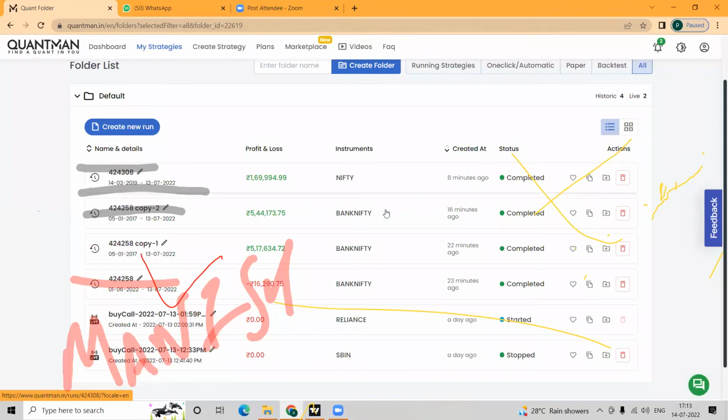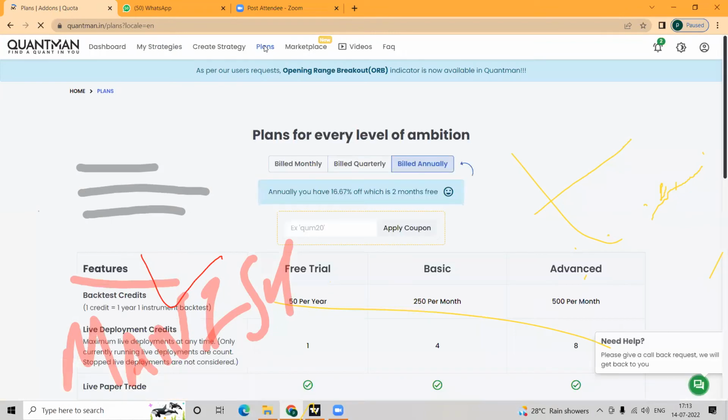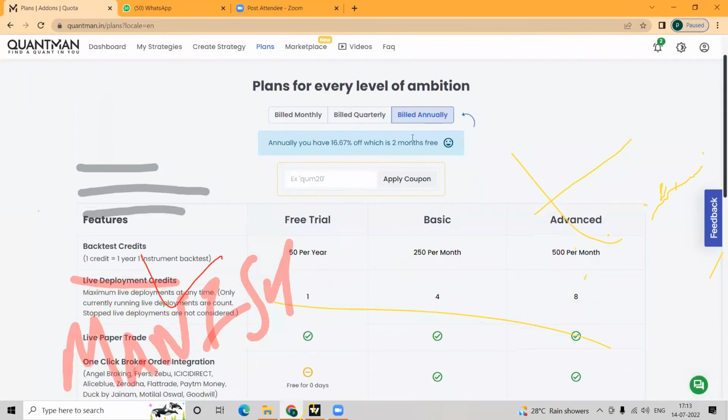Forget to say that there is a plan page. So you can buy monthly, quarterly, annually. So if you buy the basic monthly plan, you will get 250 backtests and 4 live strategies you can deploy.